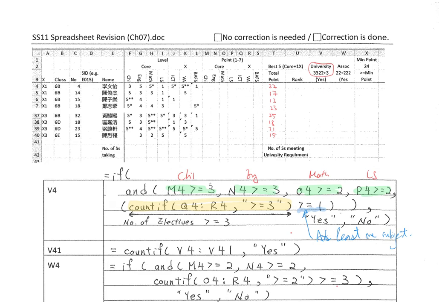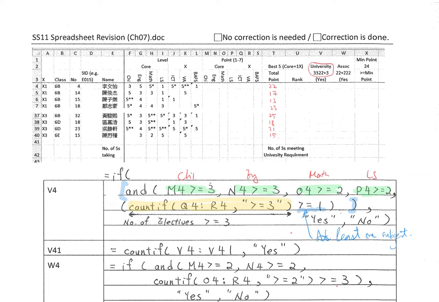And then at last, because the result should be yes or no, you should use an IF. If all these conditions in the AND function are matched, then yes will be shown. Otherwise, no will be shown. Then we go to V41, where we will try to count how many students match this requirement. So we just use COUNTIF here. If this is yes, then we will count it.